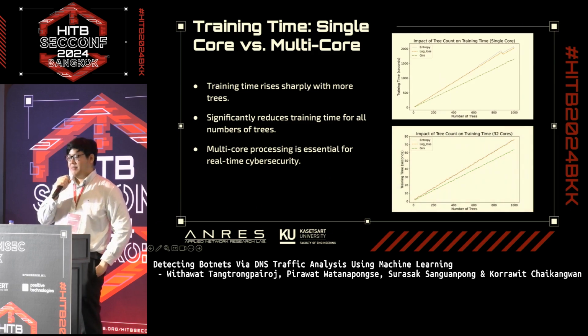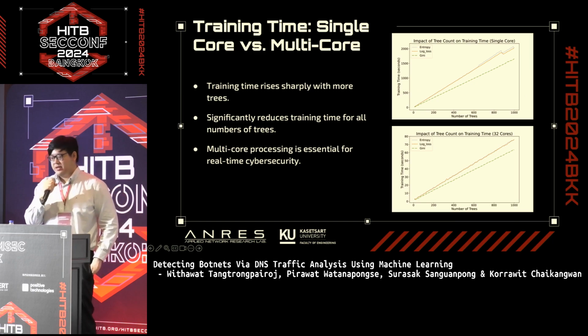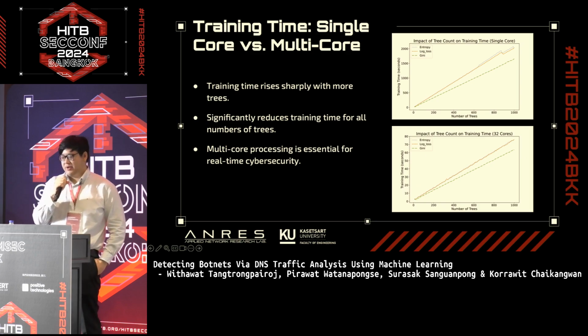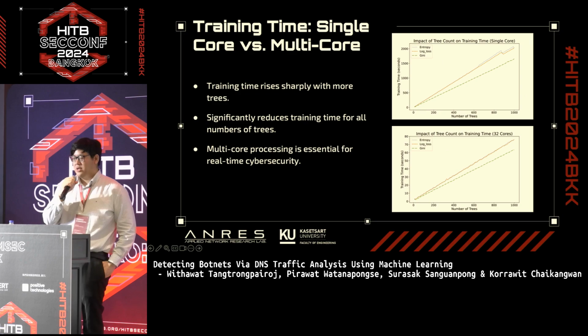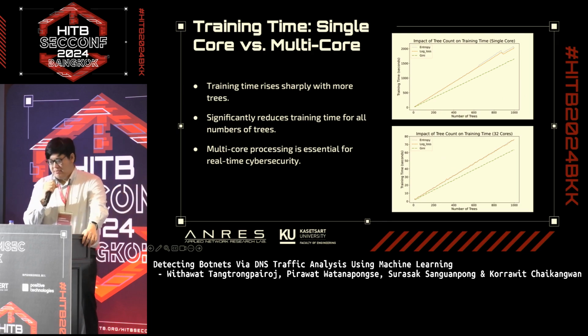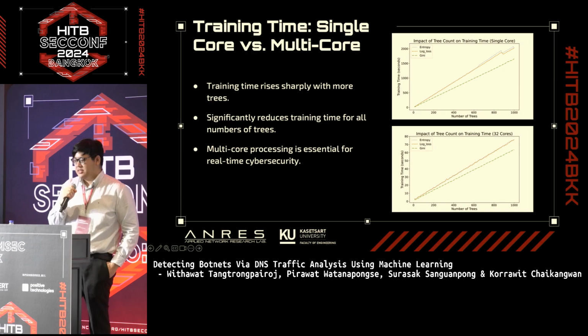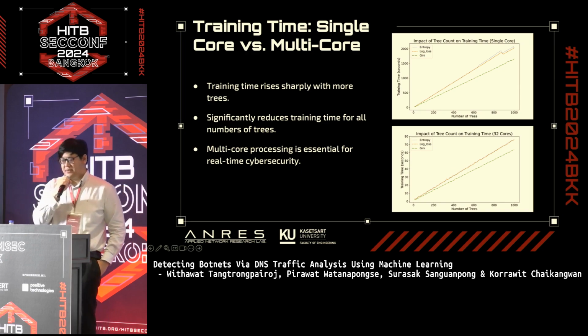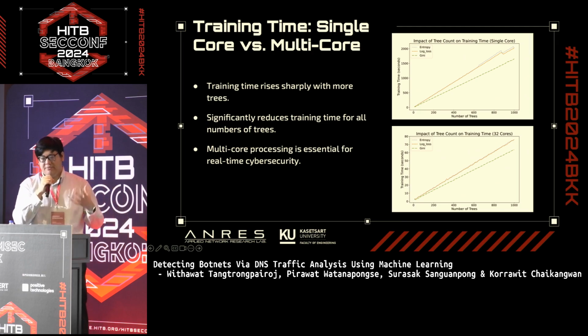Now, let's compare with using multicore. The graph on the bottom left of the screen shows what happened when we use 32 cores. The difference is clear. Training time dropped significantly, even with more trees. Multiple cores allow the computer to work on several tasks at once. This faster training is important in cybersecurity, where being able to quickly update the model can make the difference between stopping a threat in time or missing it.